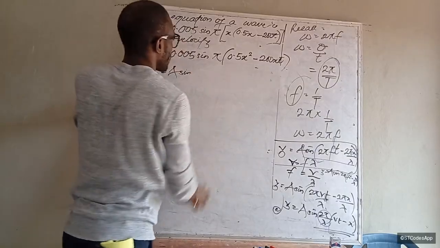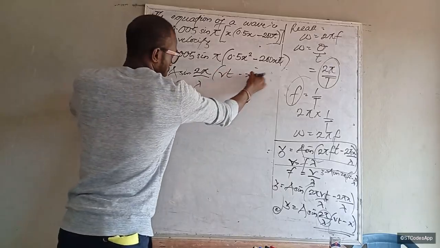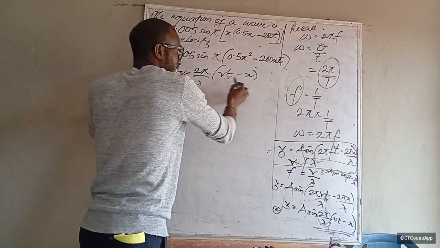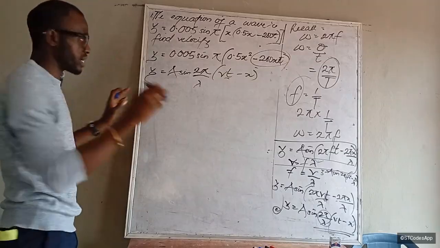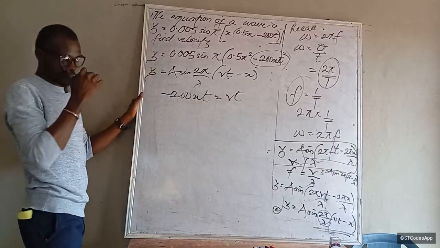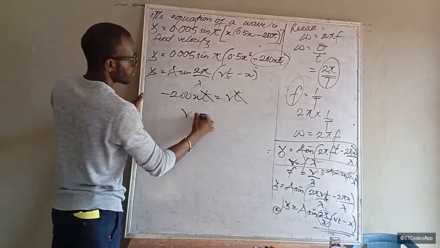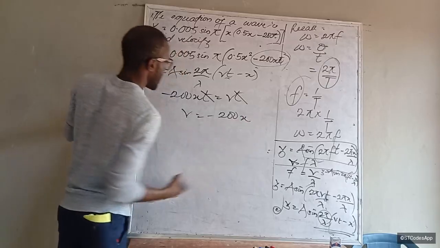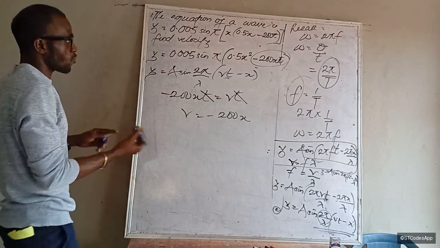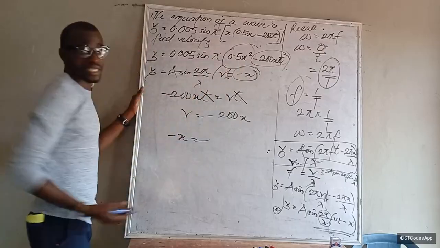Raima doesn't look convinced. If you do 2 pi over lambda, (vt minus x), this doesn't give us a lot of information. So we find t will be equal to this one, right? That makes sense, right? So we have minus 200xt is equal to vt. Here, t cancels t, and v will go to minus 200x. But we need a value for x, so we now say here, minus x is equal to this side, right?